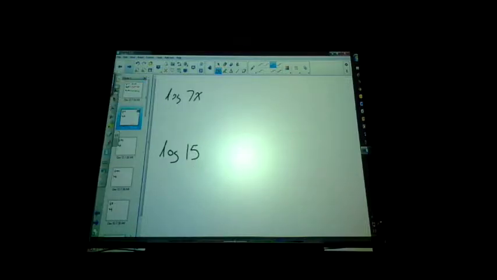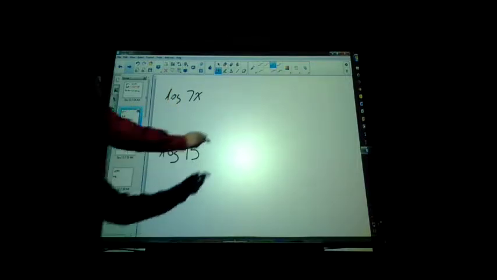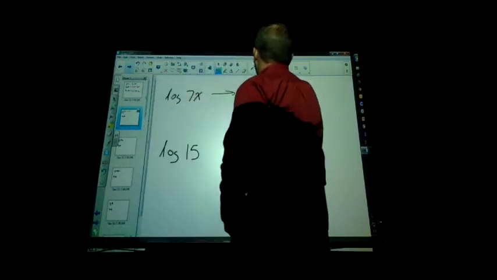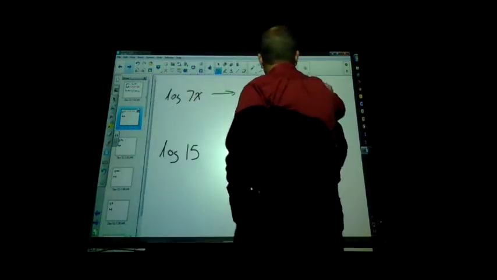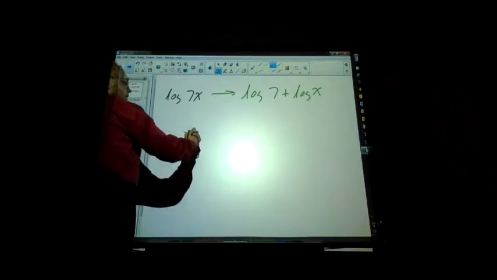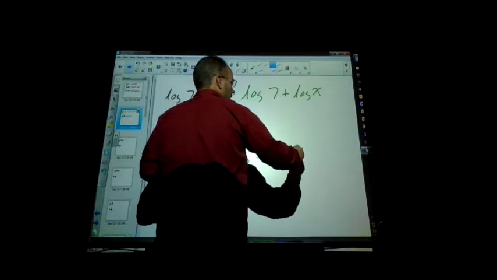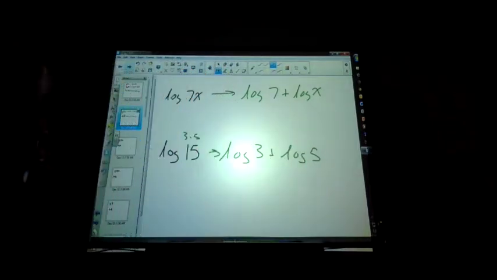So what do you think? Help me out. Log 7 plus log x. Not bad. Log 15, how am I going to expand that? Log 5 plus log 3. There you go. 15 is the same thing as 3 times 5, right? So I'm going to go log 3 plus log 5. If I wanted to go from the green back to the black, just multiply the 3 and 5 together.